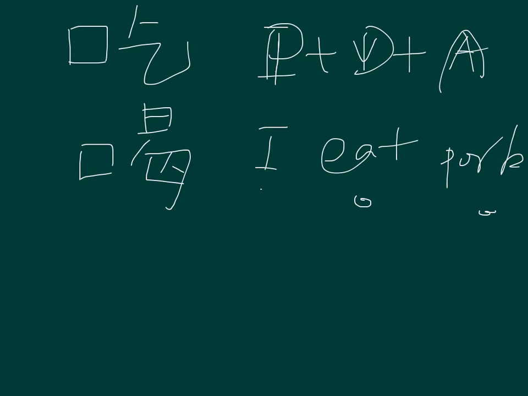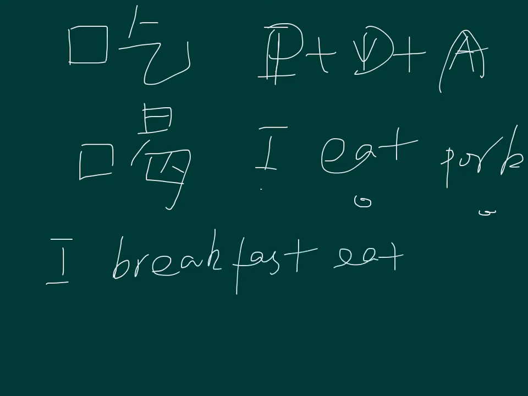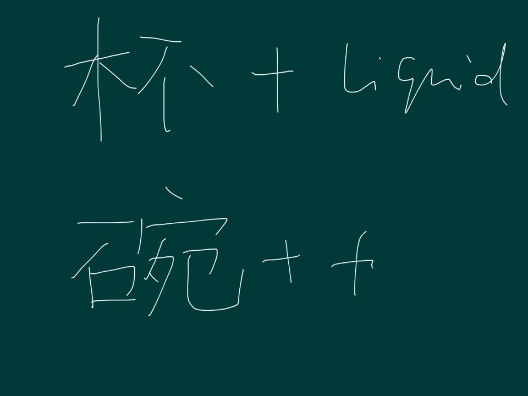If you want to add the time, you can say I, breakfast, eat, fruit. 我早饭吃水果. Simple as that. Then if you want to be more specific, you can say 杯 or 碗. Those two are the measure words. So 杯 is always used with liquid. 碗 is always with food. So 一杯咖啡, 一碗米饭.